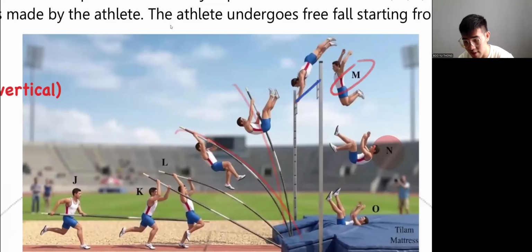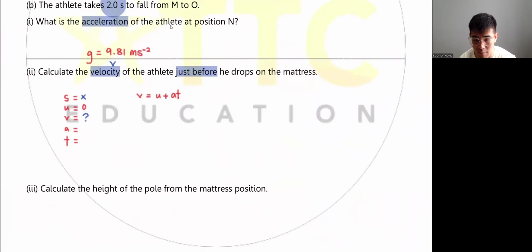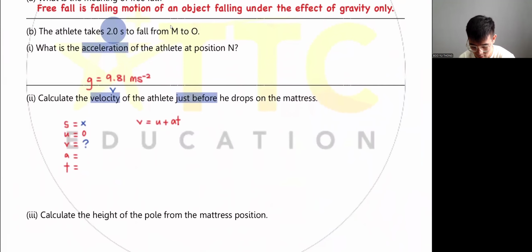M is basically the starting position of the fall, right? The falling starts from M, because the question says that the athlete starts to fall from M. So starting from M, only the athlete starts to fall. Okay, and remember we discussed this before. If the athlete starts to fall at M, that is basically the highest position.